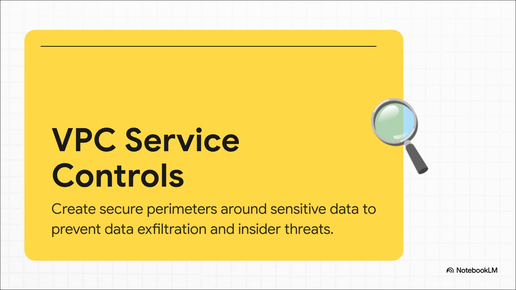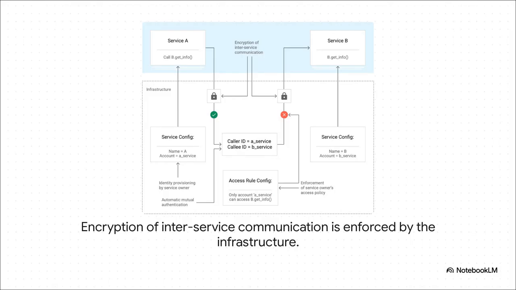And the key tool here is VPC Service Controls. Now, this is not your traditional network firewall. Instead of trying to build a wall around your servers, this lets you draw a secure virtual perimeter around the Google services themselves. It's designed specifically to stop one of the biggest cloud security nightmares out there, data exfiltration. And this diagram here gives you a little peek under the hood at what's going on.